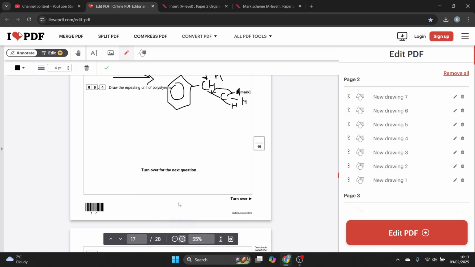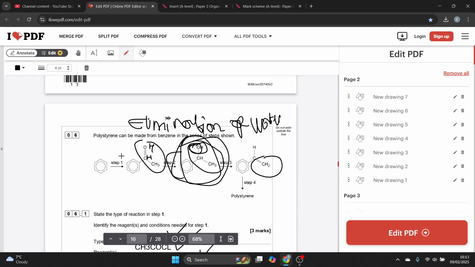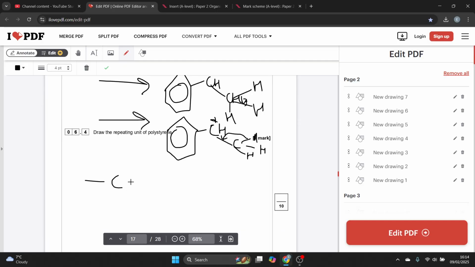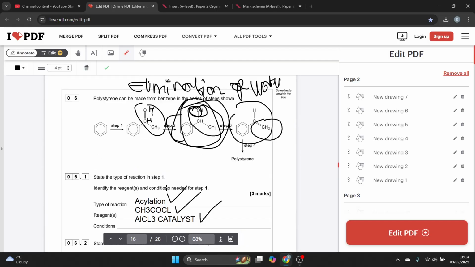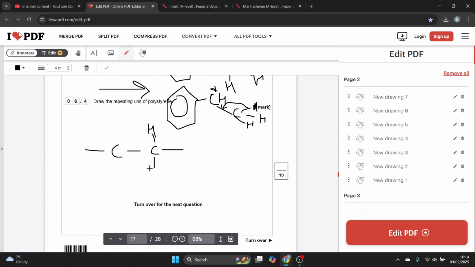Draw the repeating unit of polystyrene. So that's polystyrene, the repeating unit. The first thing I need to do is put it in this format, no double bonds. And then just fill in what I've got. I've got two hydrogens, and then I've got a hydrogen here, and then I've got a phenyl group attached to it. There you go. So remove the carbon-carbon double bonds and then just add these sticks on the outside of it.